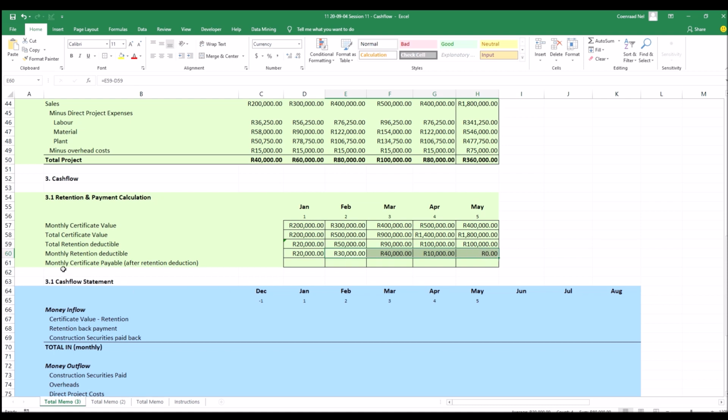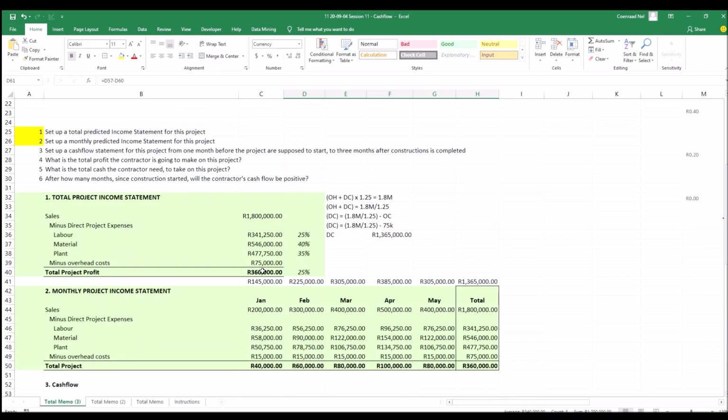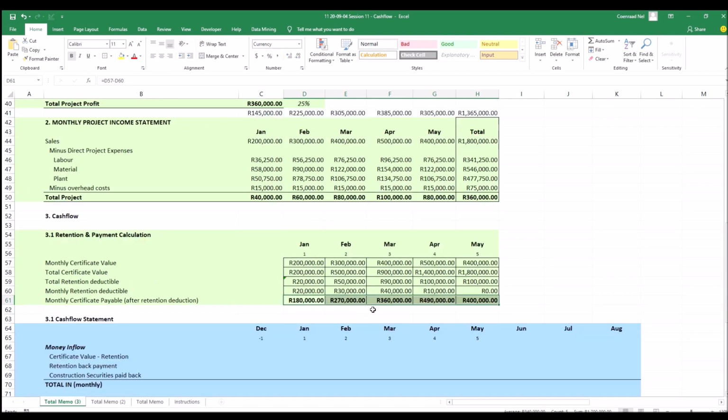Okay, so what's going to be my monthly payable certificate value? It's my monthly certificate value minus that monthly retention that I've worked out. And if I do that, I get to that. So this is going to be the actual money that's going to come into my account, because it's my certificate value, which we worked out at the top, minus my retention that I've paid for every month.